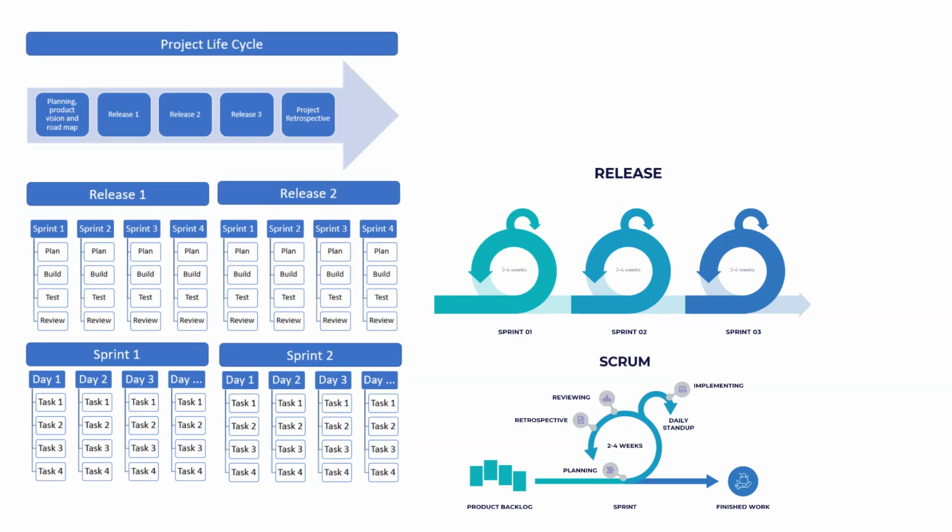In summary, you start with planning the product and building the product roadmap, followed by release planning, and each release consists of sprints. Sprints consist of planning, building, testing, retrospective, and are split into daily tasks. The project goes through several releases, and at the end of each release, we deliver a shippable product. And once we are done with the project, we will have a project retrospective. A project retrospective is an important phase to reflect on what went well and what needs to be improved.